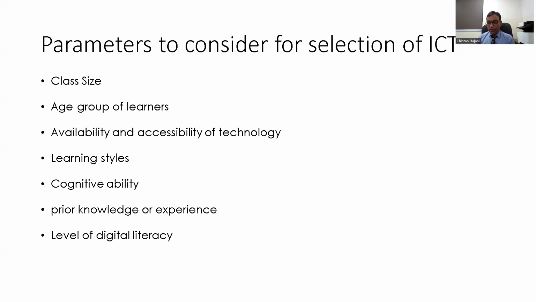Level of digital literacy of both teachers and learners. It is also a very important criterion to consider while selecting any ICT tool for teaching. And the last one is language. All the online tools and technology are not available in the vernacular language. There are a selected few tools which are available in the vernacular language. So the proficiency in English of both teacher and learner is very important while opting for the majority of ICT tools in the teaching and learning process. So these are the various parameters which have to be considered while selecting ICT tools: class size, age group, learning style, cognitive ability, digital literacy, and language.